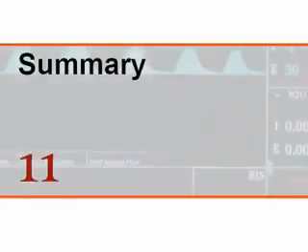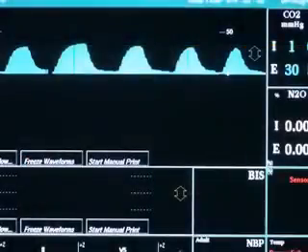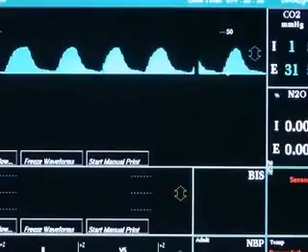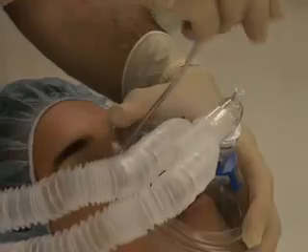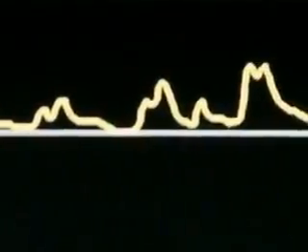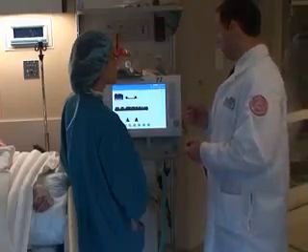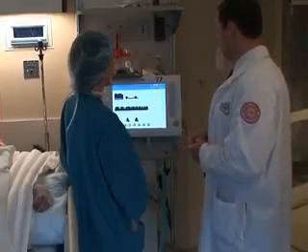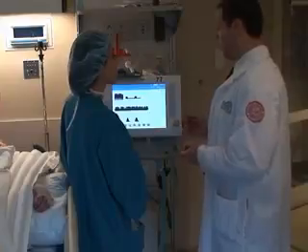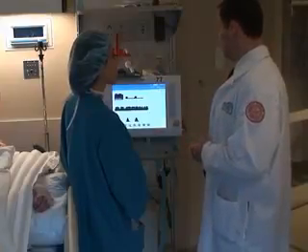Summary. When used correctly, capnography is a potentially life-saving tool. Healthcare providers need to be aware of the indications, benefits, and disadvantages of capnography and must be able to interpret the information it provides. With proper training and instruction, clinicians will find capnography to be an invaluable tool for monitoring ventilation.